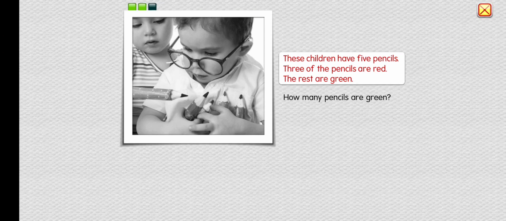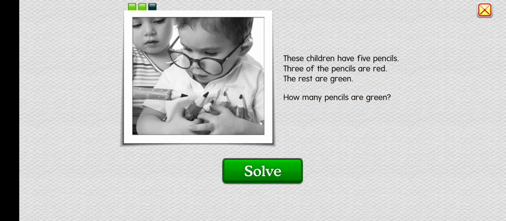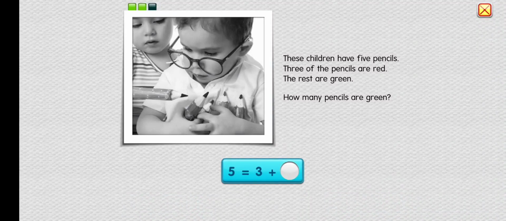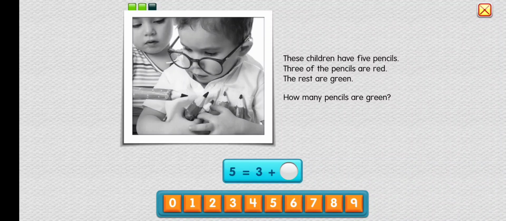These children have 5 pencils. 3 of the pencils are red. The rest are green. How many pencils are green? 2. You got it. 5 pencils equal 3 red plus 2 green.